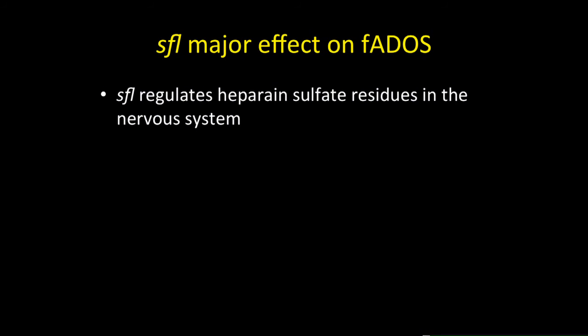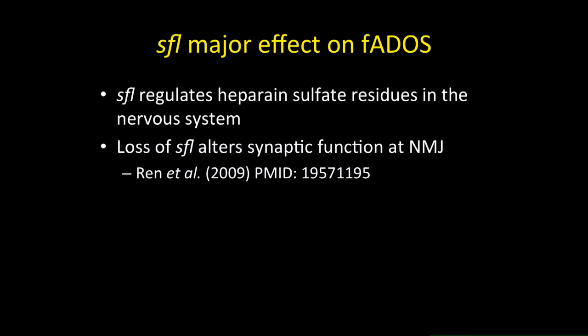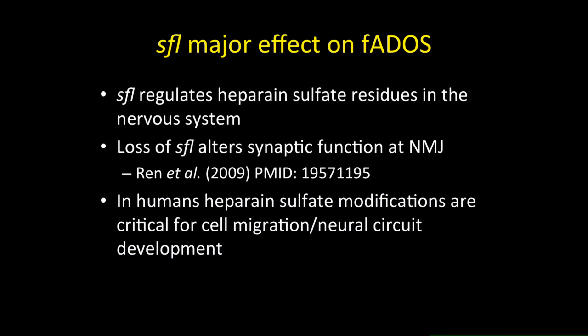So what is SFL? Sulfateless. It regulates heparan sulfate residues in the nervous system. It's been shown at the neuromuscular junction to alter synaptic function in flies. And in humans, heparan sulfate modifications are critical for cell migration and neural circuit development. It's an interesting hit because a lot of people talk about autism as a synaptic disorder and a cell-cell communication type of disorder. So this may be a critical gene.